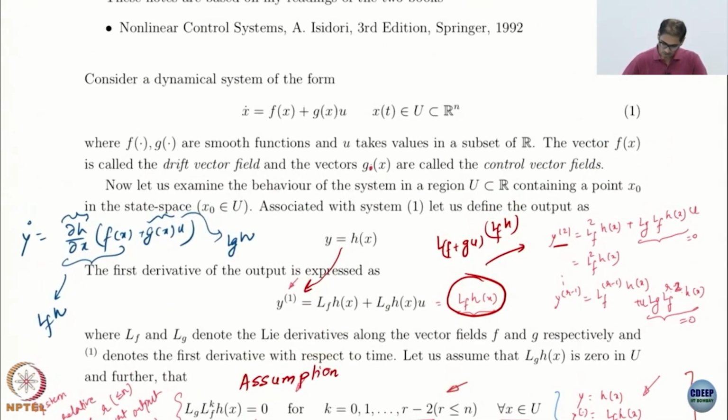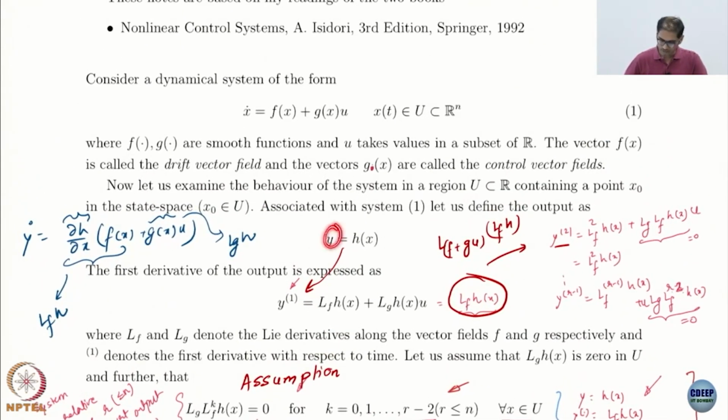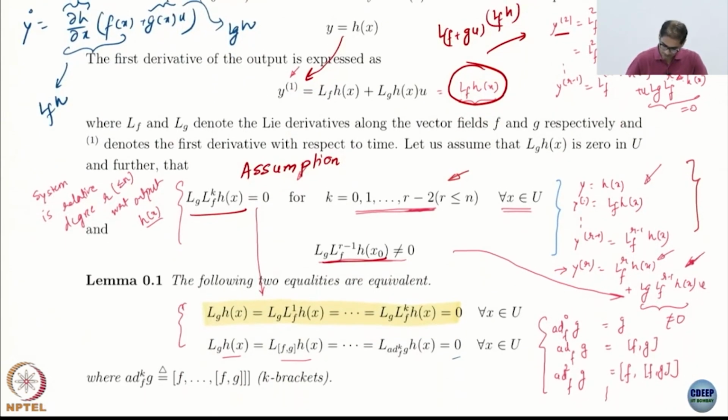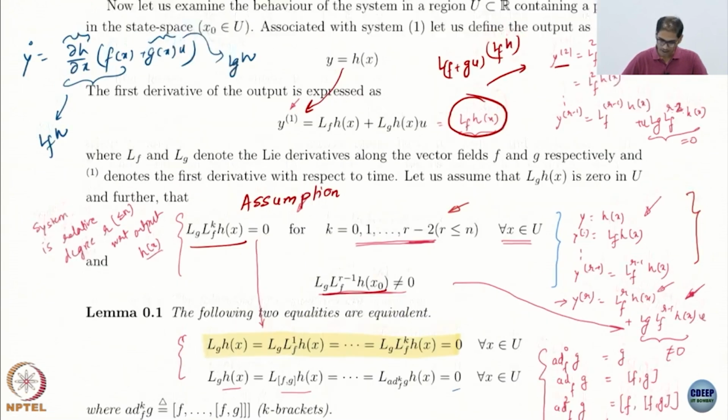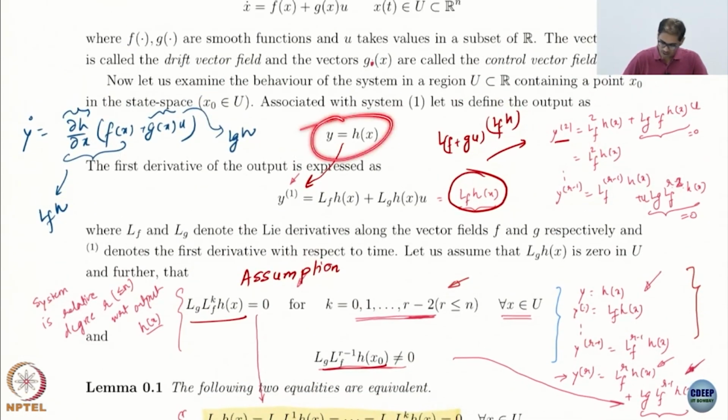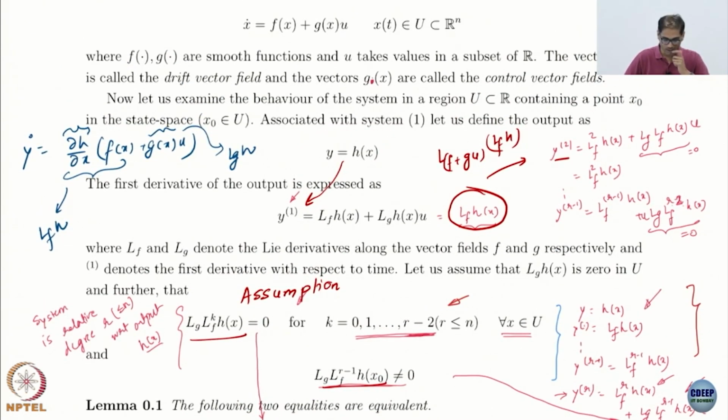So the idea is you just take successive derivatives of this output, and you try to see in which derivative the input shows up, and that's called the relative degree. And that is basically qualified with this sort of expression. Because as you take time derivatives of y, you will start seeing the dynamics again and again and again.